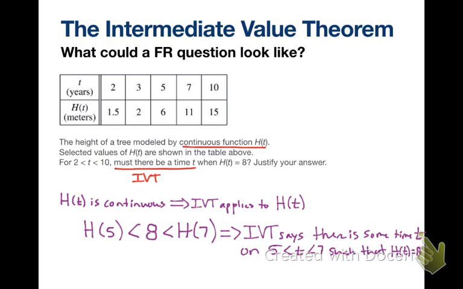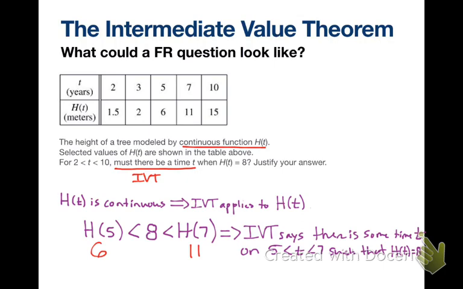Right? h of 5 was 6 meters, h of 7 was 11 meters. So just like Brady's speed earlier, with the continuous function here, the height of this tree, the tree didn't just skip over 8 meters, right? It didn't start at 7.9 and skip to 8.1 automatically. It had to have been 8, even if it was for a fraction of a second. And so we have established that by picking that interval from 5 to 7.